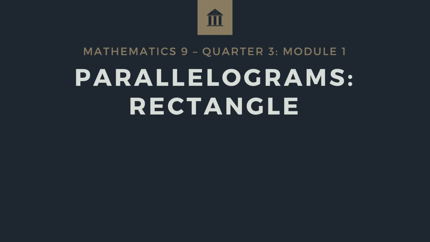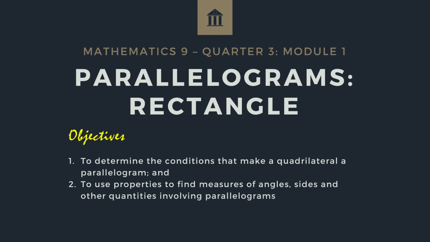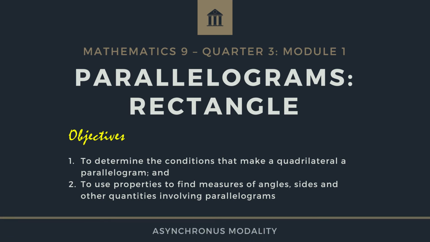So we are already in quarter 3 using module 1 entitled Parallelograms. The first type of parallelogram is the rectangle. So our main objectives for today's module are the following. First is to determine the conditions that make a quadrilateral a parallelogram, and to use properties to find measures of angles, sides, and other quantities involving parallelograms.